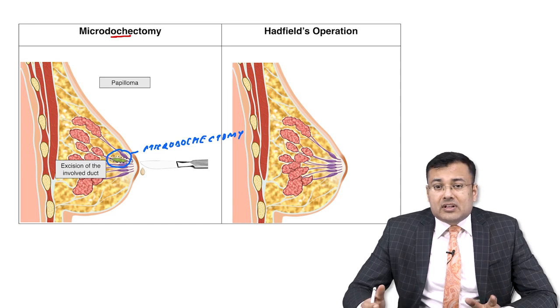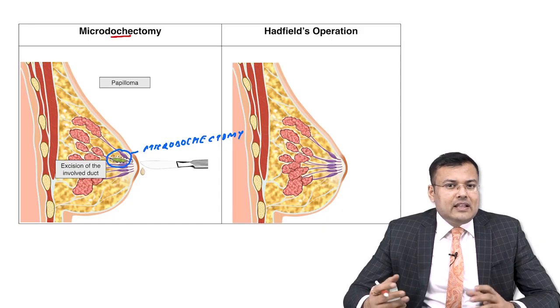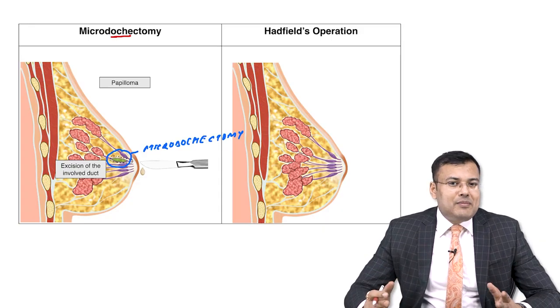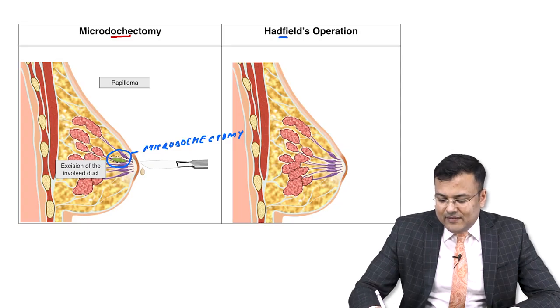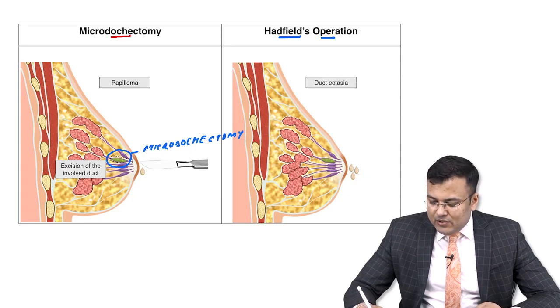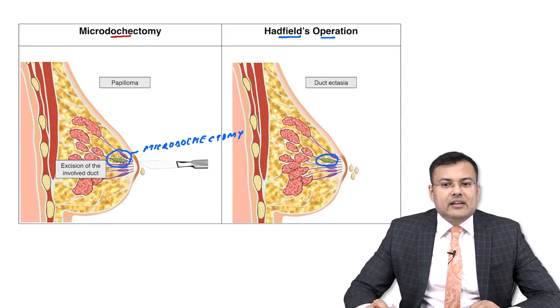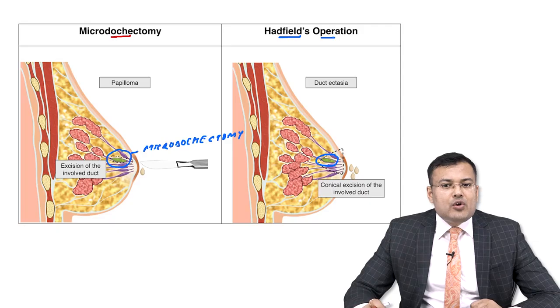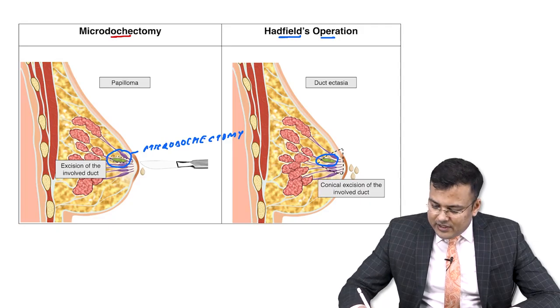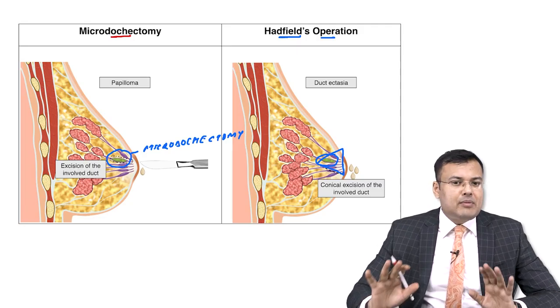What about duct ectasia? In duct ectasia, we go for conical excision of the involved duct, and that conical excision, tell me what's the name? That is Hadfield's operation. So this is also asked frequently. Here you can see in this image the patient is having duct ectasia, and we are going for conical excision of the involved duct. And that is Hadfield's operation. So I'm repeating.